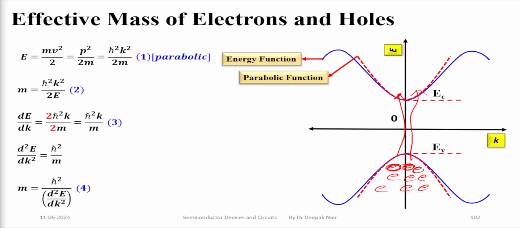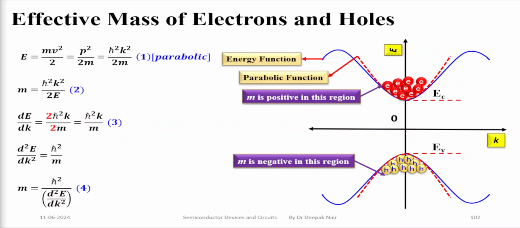So if we provide external energy, then these electrons will move to the conduction band, and in the valence band they will leave behind the holes, or absence of electrons. So if we represent all the electrons having moved to the conduction band, then that means lots and lots of holes will be left behind in the valence band.